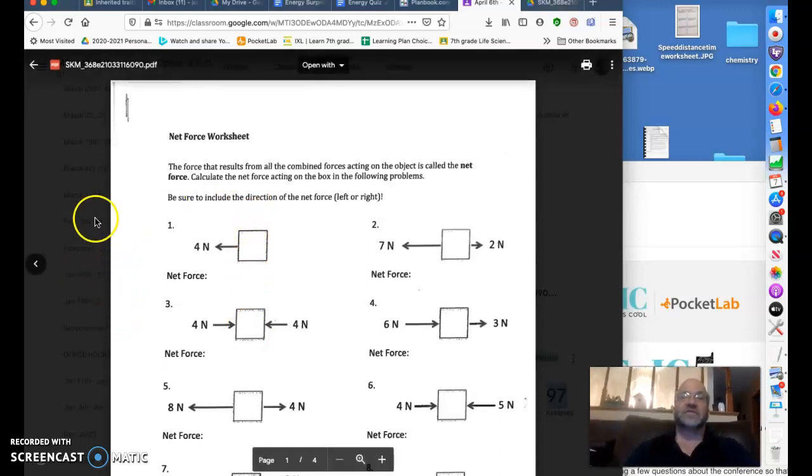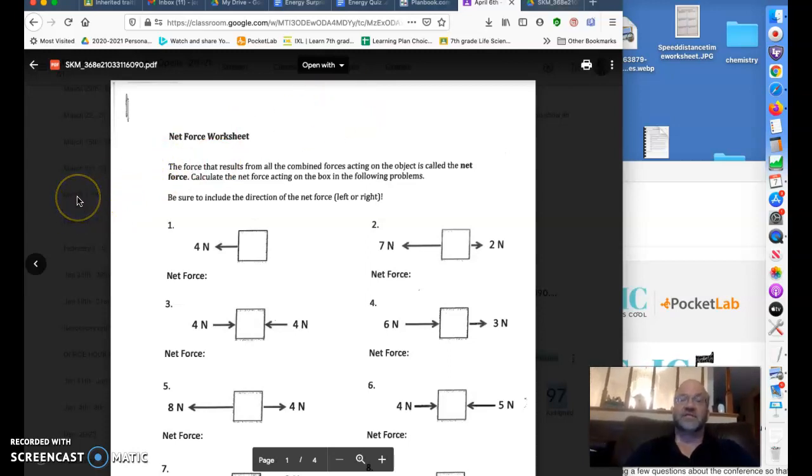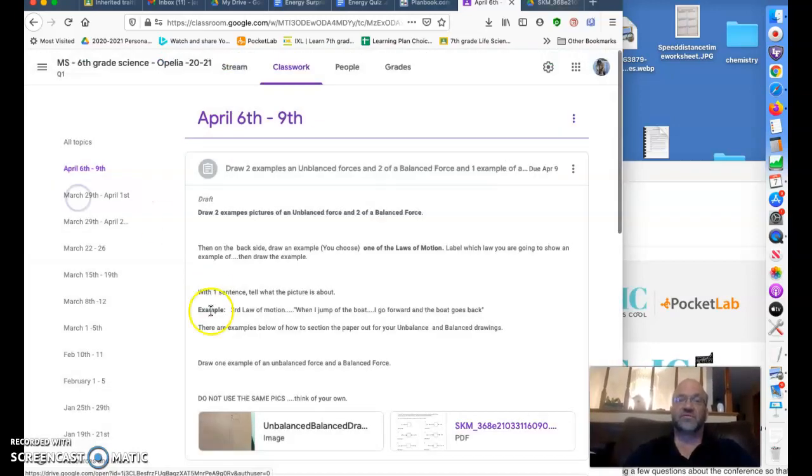Okay, so this is kind of an assessment or a test on unbalanced and balanced forces. So this drawing is very important. I know you'll do well. Here's a picture of that right down here for you to look at.